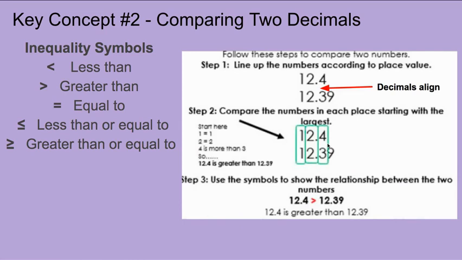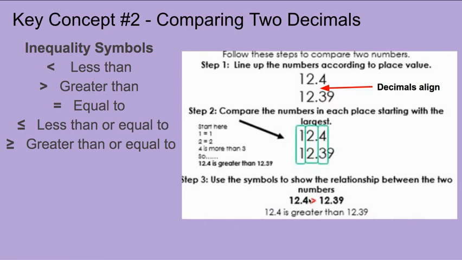So you always start at the left and work your way to the right, or to the smaller place values. So then I look at 4 and 3. Well, I know 4 is greater than 3. That means that 12 and 4 tenths is actually bigger than 12 and 39 hundredths. Then you're going to use the symbol to show the relationship between the two numbers.